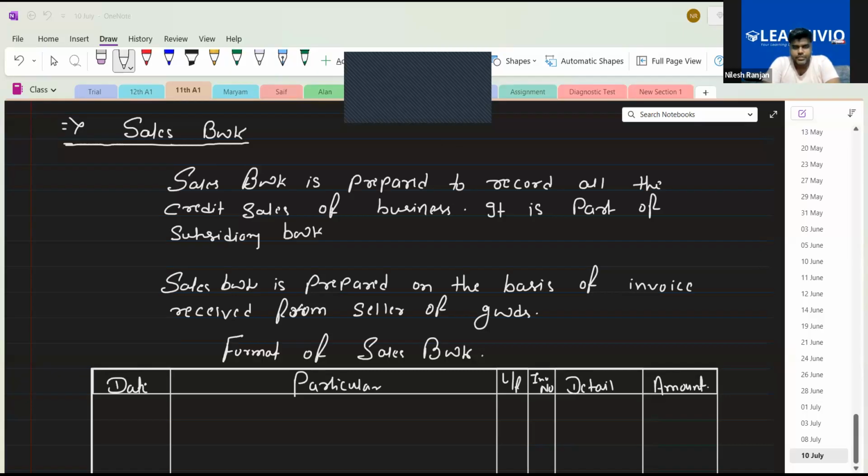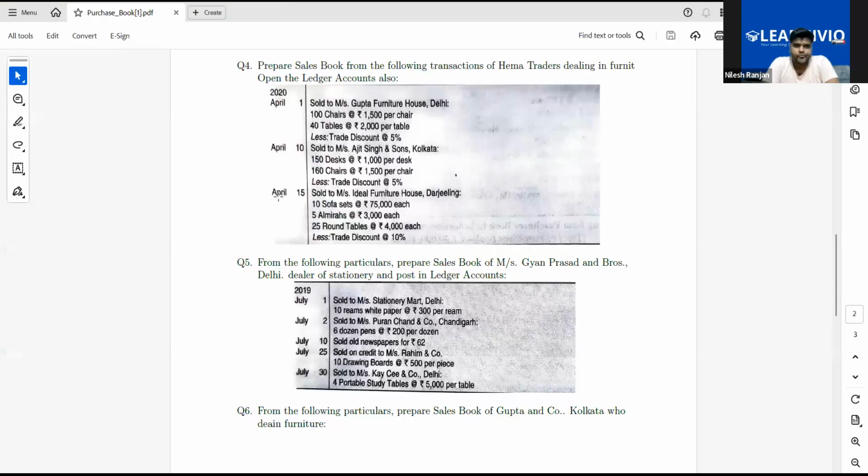Now this question, you can see, the question number 4. Yeah, I can see. So can you solve this question? Question number 4.